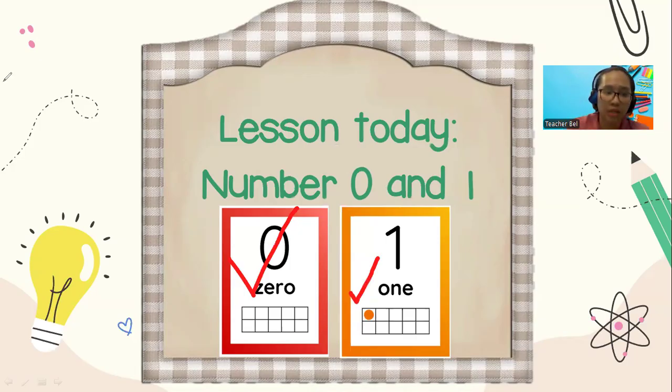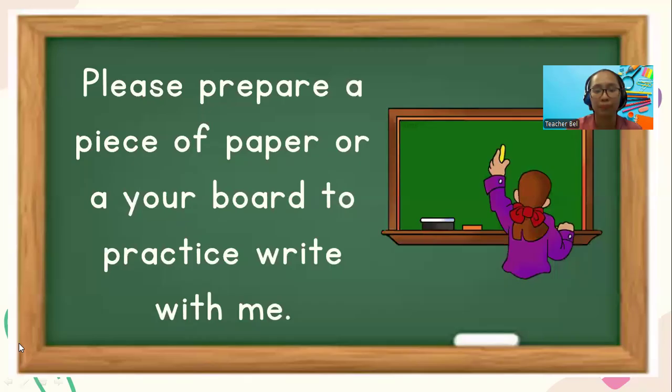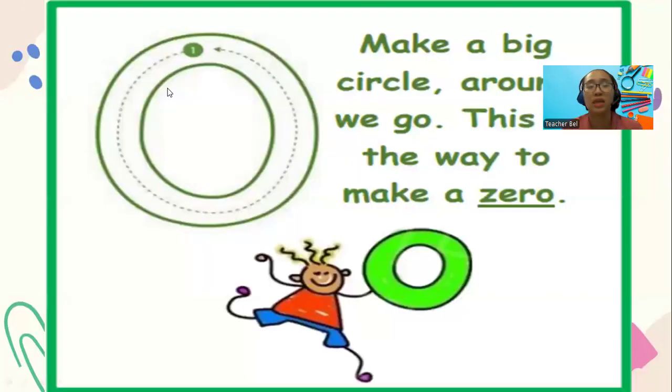So let's erase this one on the screen. Let's move on to the next part. I want you to prepare a piece of paper, or maybe if you have your board with you, we are going to practice together. I'll show it on the screen and you do the same with your work there. Let's start practicing and making the number 0. How do we make our number 0?